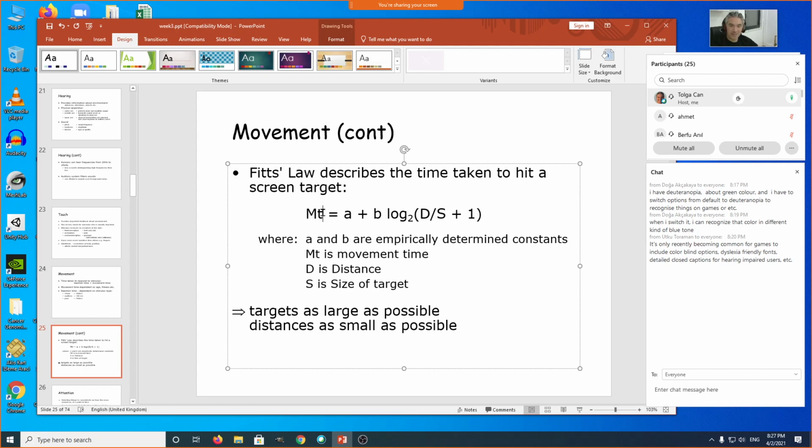And this is the movement time. And there are some constants here which are empirically determined, A and B. But this basically tells us that the two variables here are the distance and the size of the target. So the longer the distance, the more time it takes. And also, the larger the buttons, the faster it is to hit that button. So it is inversely proportional to the size of the area that you want to move to with your mouse, and how far away it is from the current mouse position.